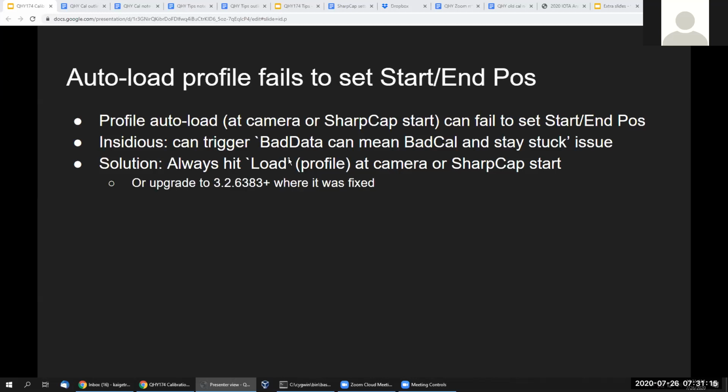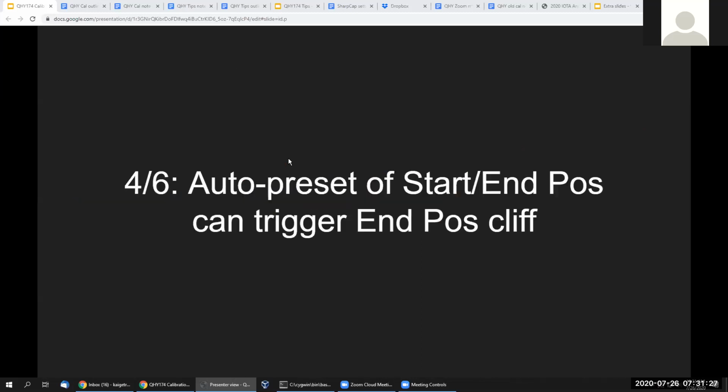The one piece of good news so far is that this bug has been fixed. If we're in 6.3, 8.3 or later, this has been fixed. But all the rest of the problems I'm talking about haven't. So, fourth, the auto presets for calibration values can trigger this End Pos cliff that I'm talking about.